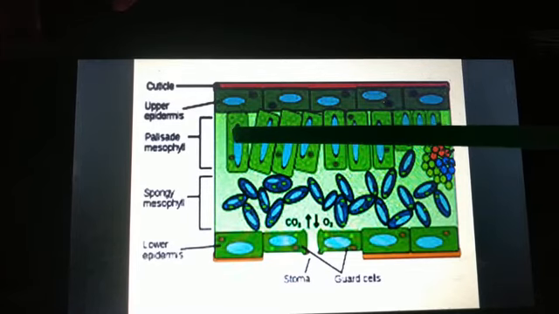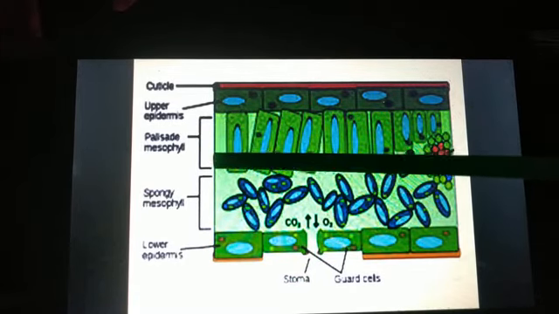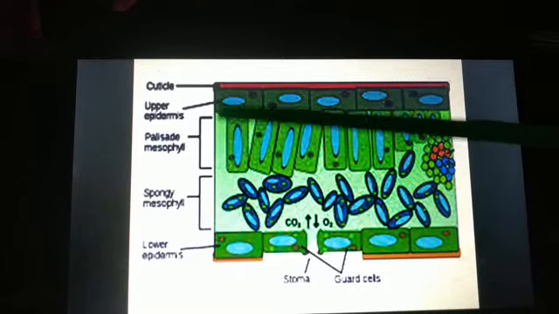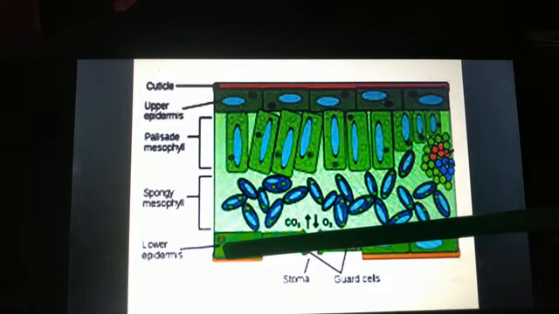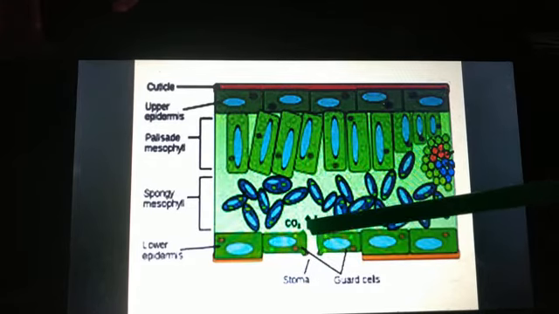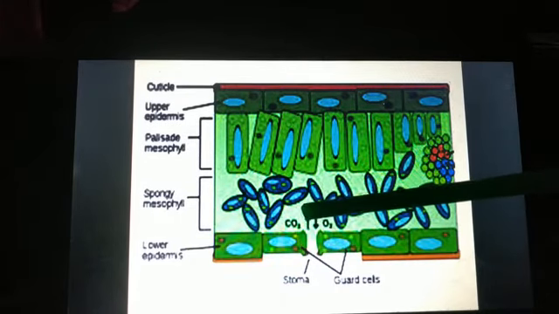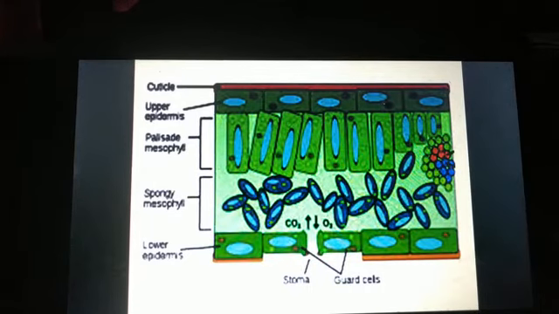Palisade parenchyma mostly lies towards the sunlight. They will absorb the sunlight. And spongy parenchyma is specialized for carbon dioxide absorption. See here, exchange of gases taking place. So spongy parenchyma is specialized for carbon dioxide absorption.